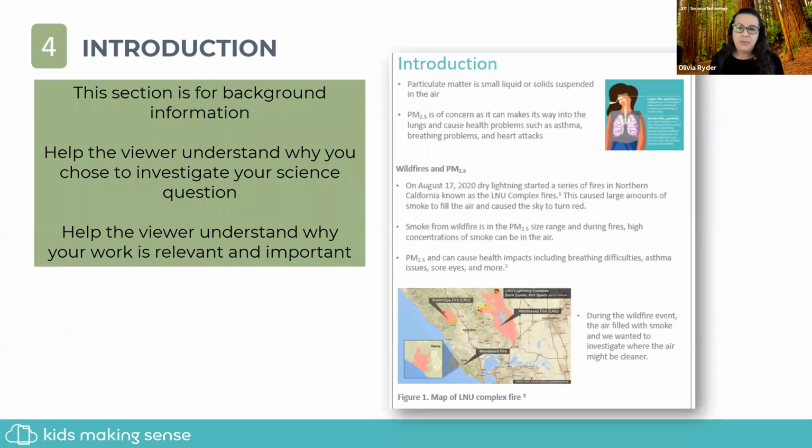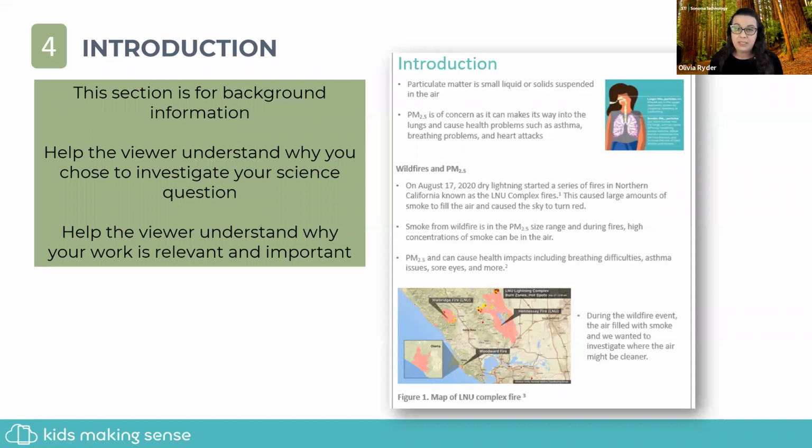Now, going into more of a main section in the poster is the introduction. And so that's where really the background information on the topic would go. So for example, on the sample poster on the right-hand side here, we can see they've included information on what particulate matter is, why PM2.5 is a health concern.